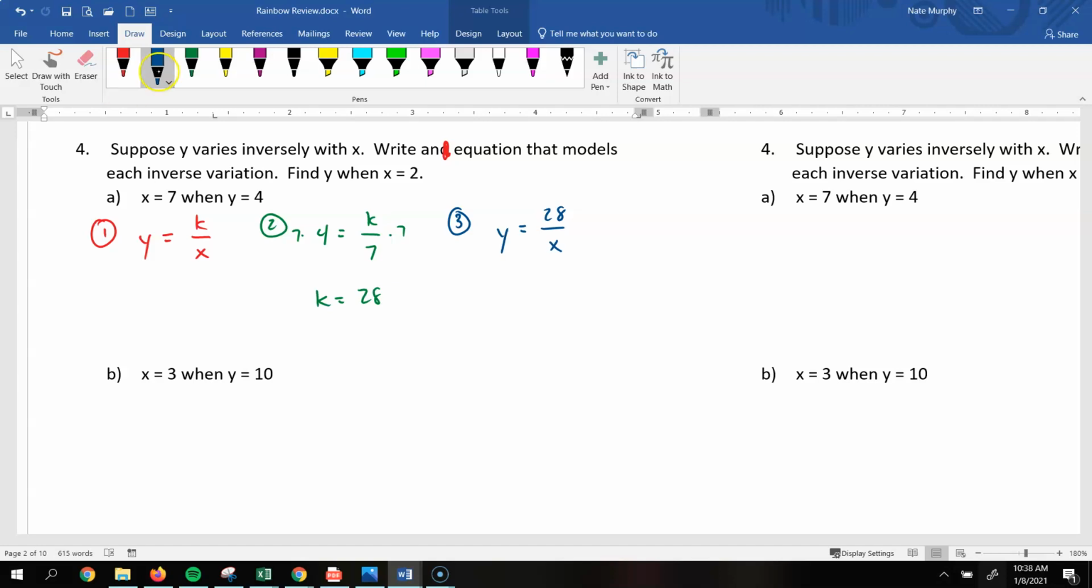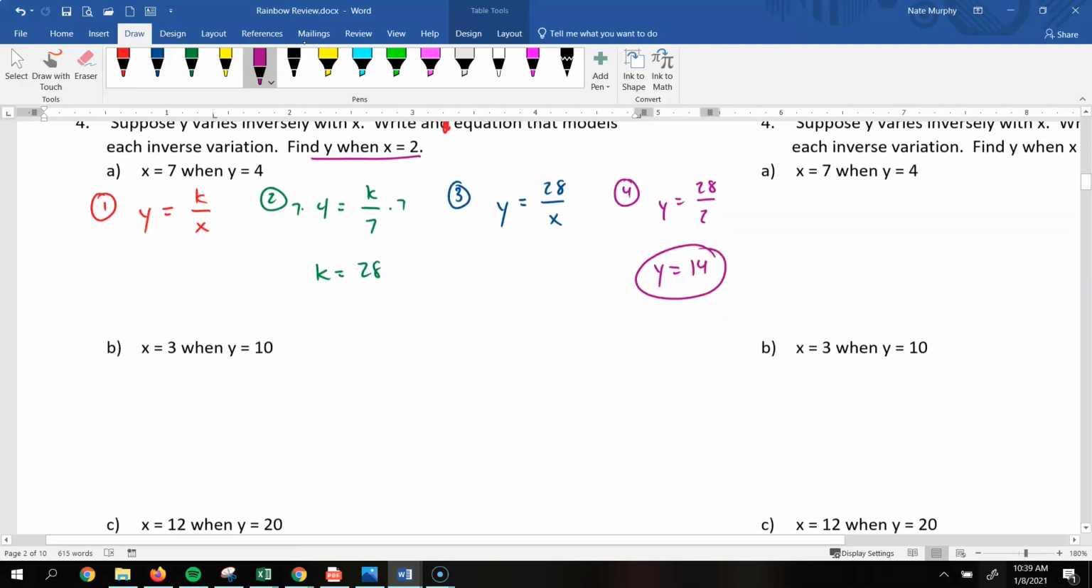So then your final step would be to answer the question. And the question is, find y when x equals 2. So if we put 2 in for x, we get 28 divided by 2, so we get y equals 14. So these are ones that we can solve in 4 steps.